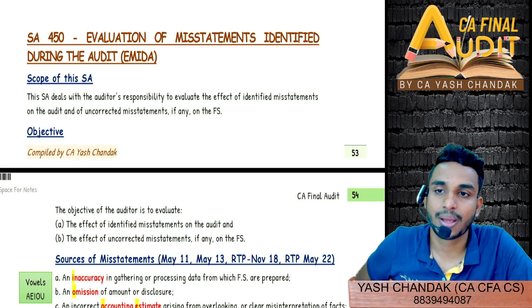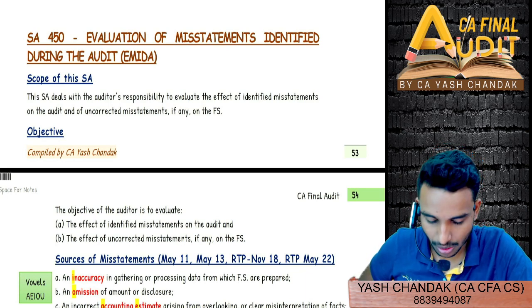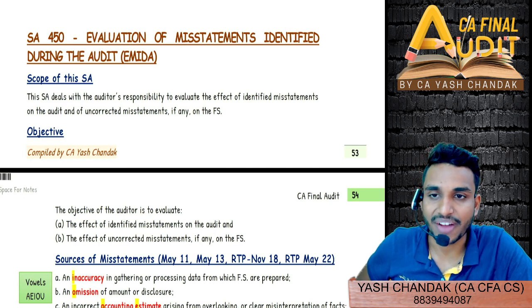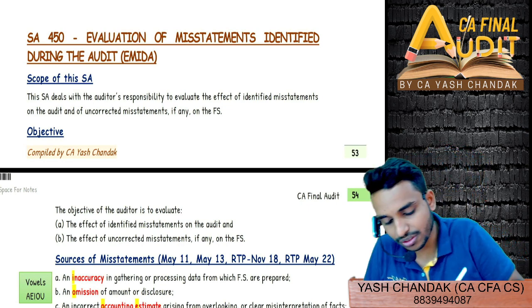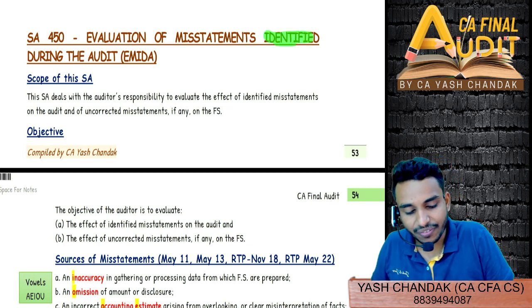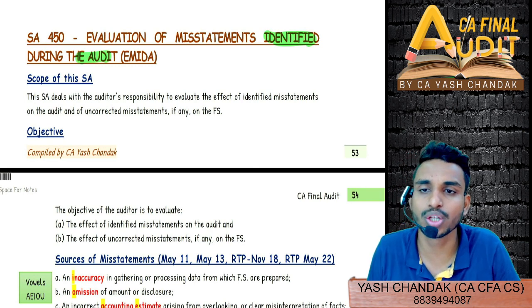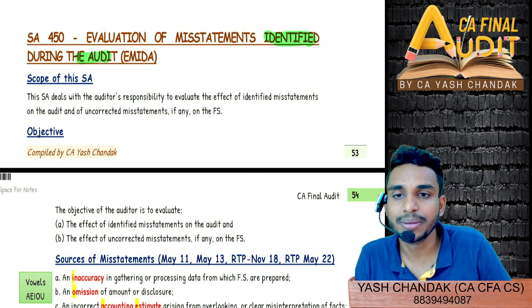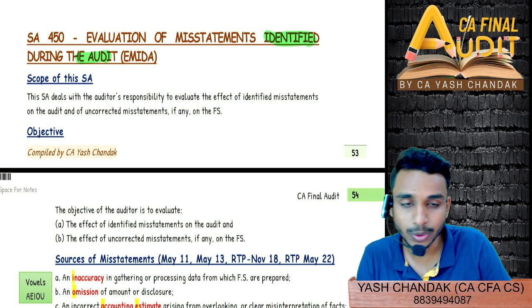Come to SA 450. So it's a 5 minute standard, not much big. The heading says the evaluation of misstatements identified during the audit. So you have to evaluate whatever misstatements you have identified during your audit. You can say EMIDA in short for you to retain, but the name should be proper: evaluation of misstatements identified during the audit.